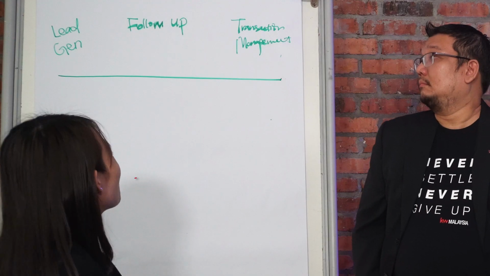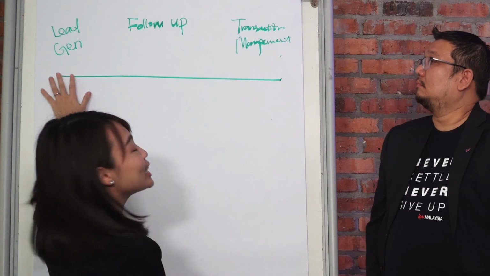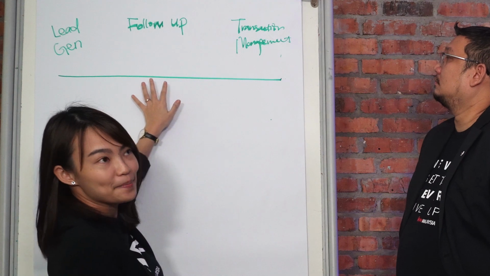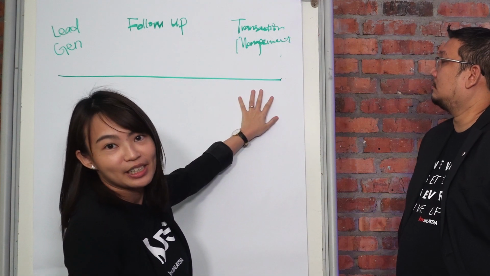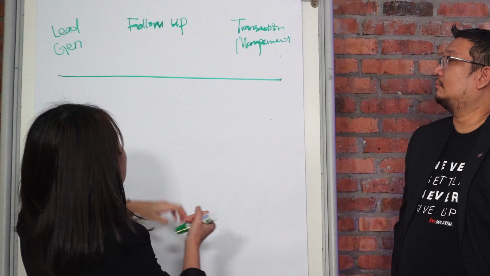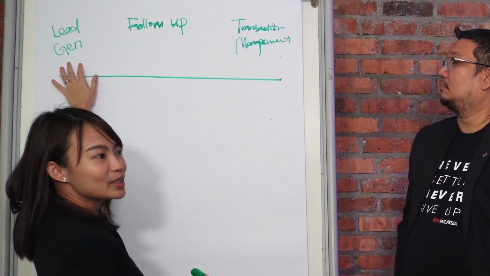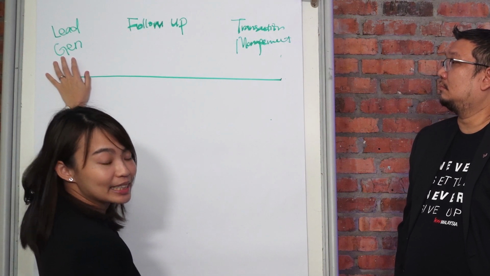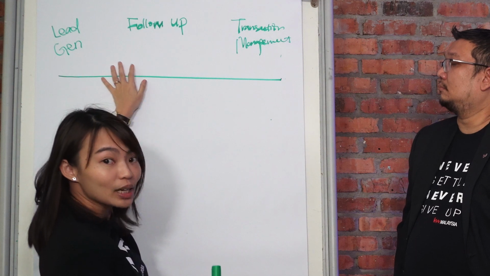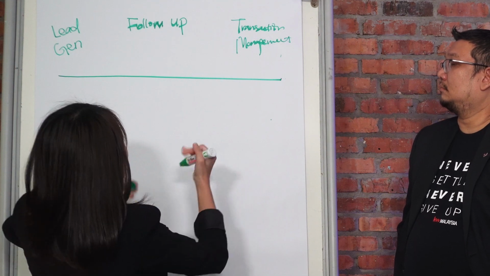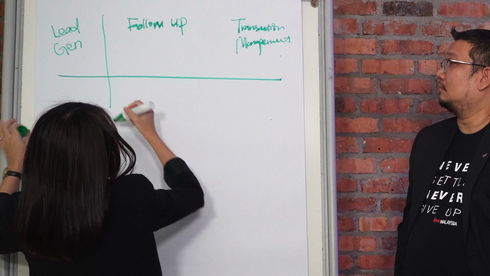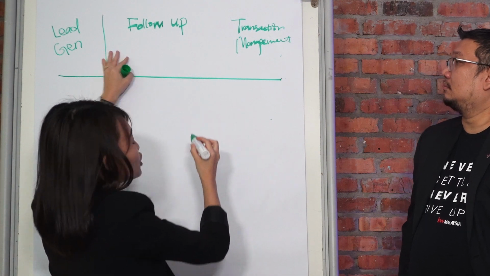Alright, so on the flip chart here, it's actually the life cycle of a real estate sales agent. We will start with lead gen. Lead gen is where you get your leads, and that can potentially turn into a client. And from there, we have this whole long process that is your follow-up.